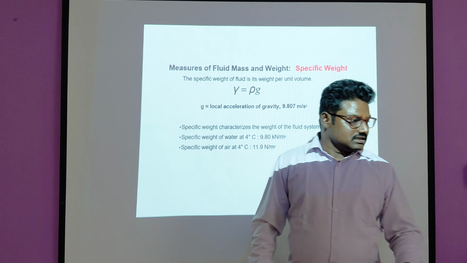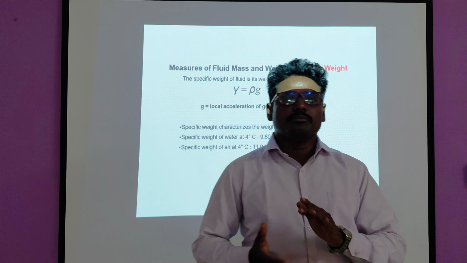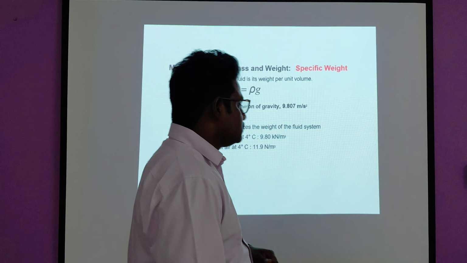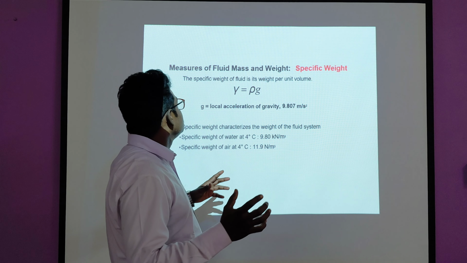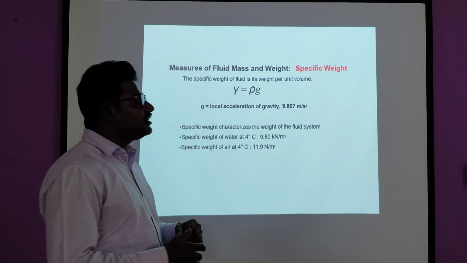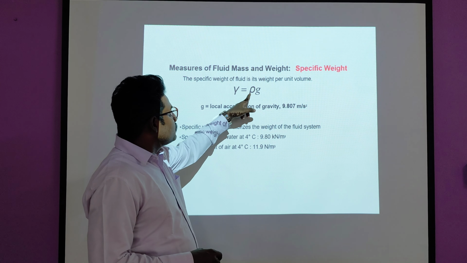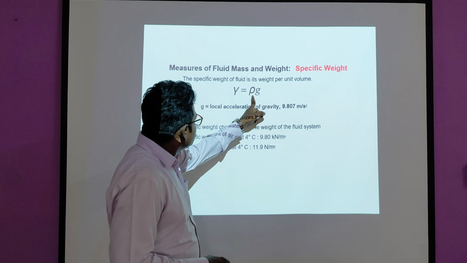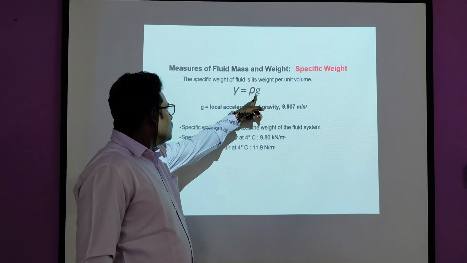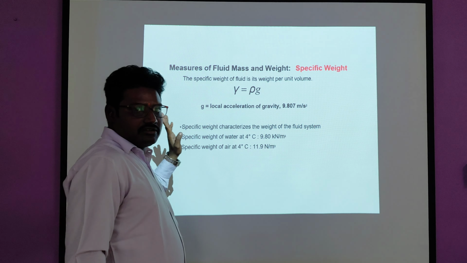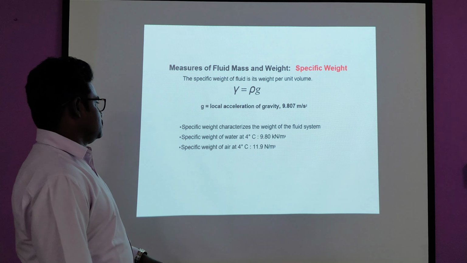Let us see specific weight. How can we measure specific weight? Specific weight of fluid is its weight per unit volume. Okay? Specific weight equals density times gravity. G for gravity, this symbol for density.